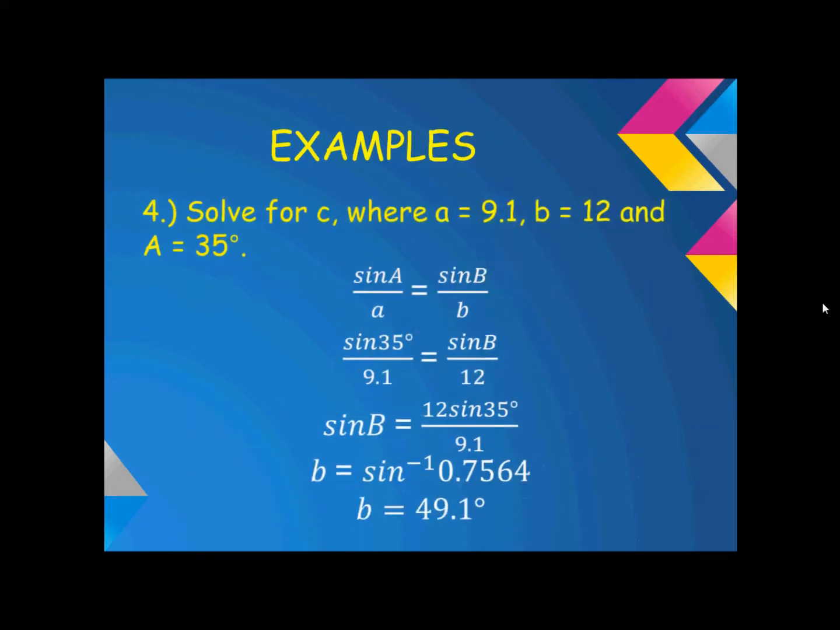Another example. Here, A is equal to 9.1, B is equal to 12, and angle A is equal to 35 degrees. So we're going to use here sine A over A is equal to sine B over B. Then it will become sine 35 degrees over 9.1 is equal to sine B over 12. Sine B is equal to 12 sine 35 degrees over 9.1. Then B is equal to sine inverse of 0.7564. Then B is equal to 49.1 degrees.